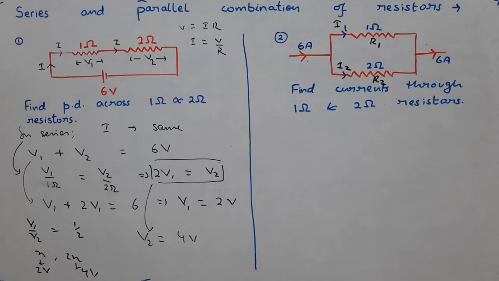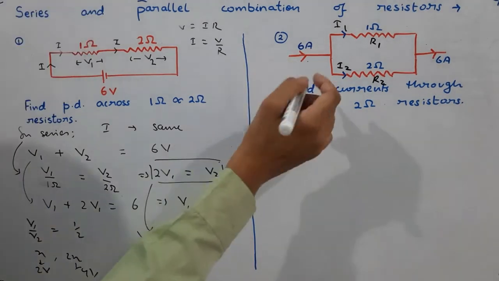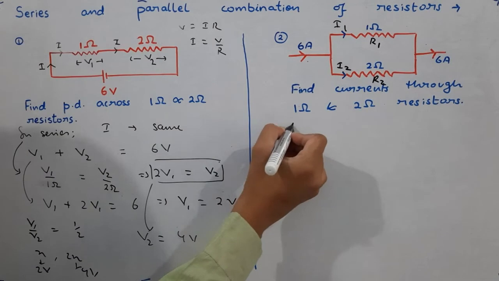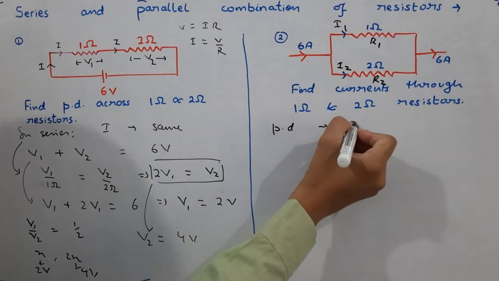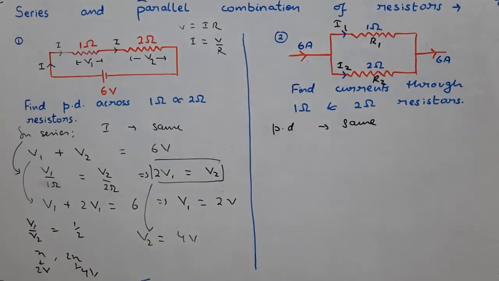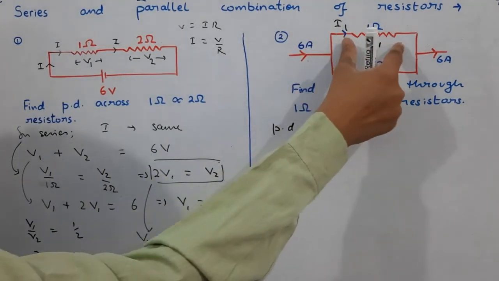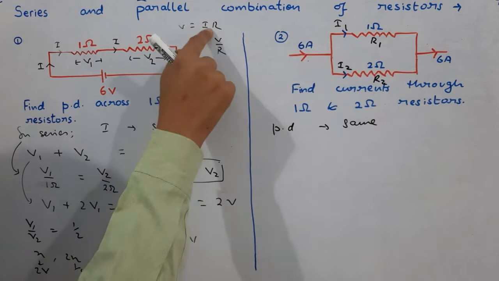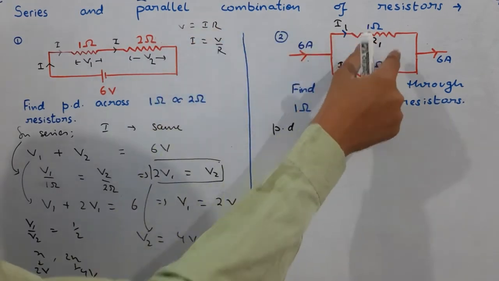Now to find I1 and I2, what shall we do? We shall use the concept that in parallel combination, the potential difference must remain the same. If the potential difference is the same, now what is the potential difference formula? V is equal to IR. So this V is the same as this V.